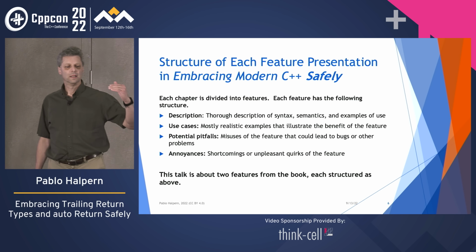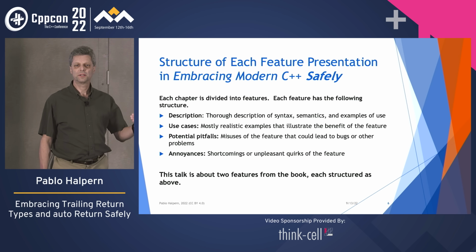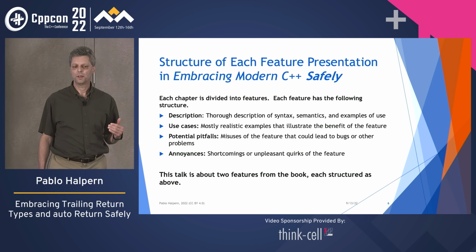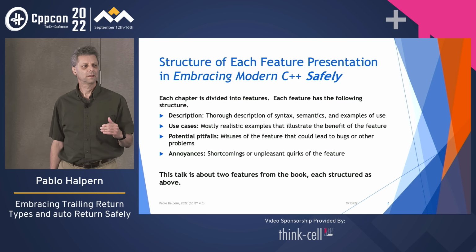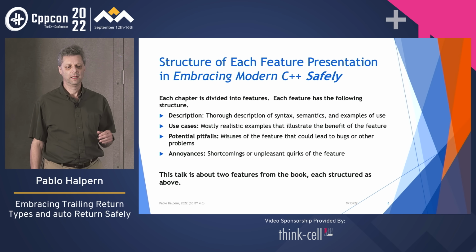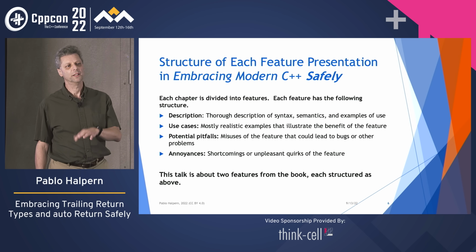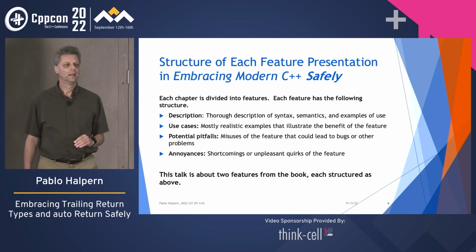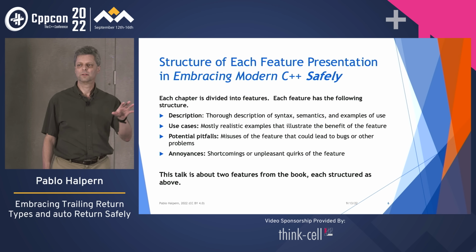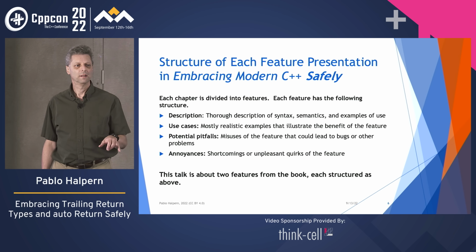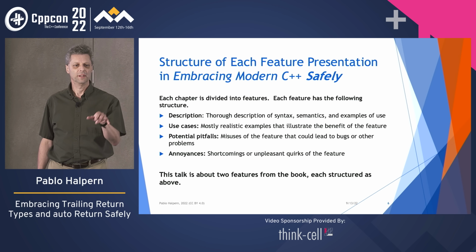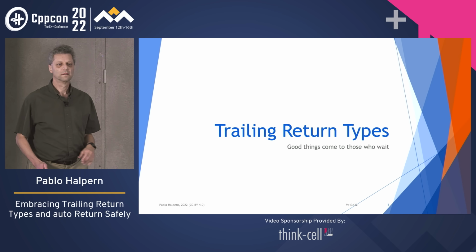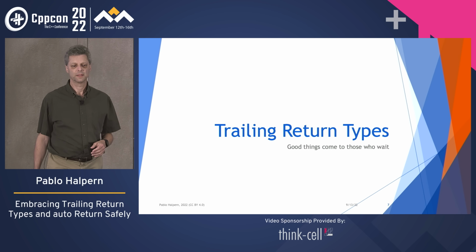Each chapter is divided into features, and each feature is divided into these 4 sections. The description, use cases, like what would you use this feature for? Potential pitfalls, where can you get in trouble? And annoyances, things that don't necessarily get you in trouble, but make it a little harder to use than you would hope. This talk follows that format. We're talking about 2 features that are in the book, and I follow this format for each of the features. So let's get started with trailing return types.